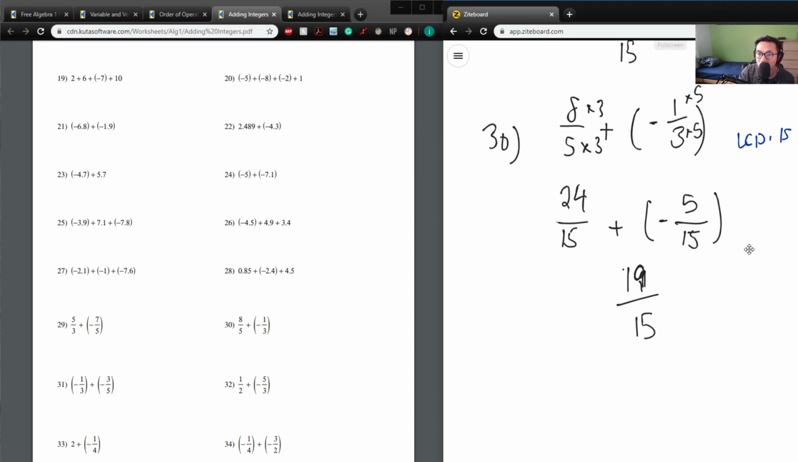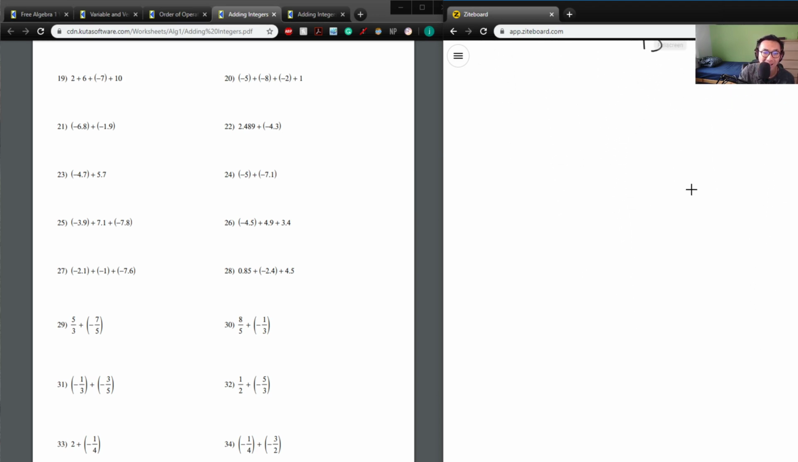So let's do one more question before we go today. This will be my last question, I promise. Let's do number 32. So this is half plus negative 5 over 3. Again, my lowest common denominator here is 6, right? 2 times 3 here is 6. So I'm multiplying this by 3. I'm multiplying this by 3. 3 times 1 equals 3, 3 times 2 equals 6. I have to multiply both sides by 2.